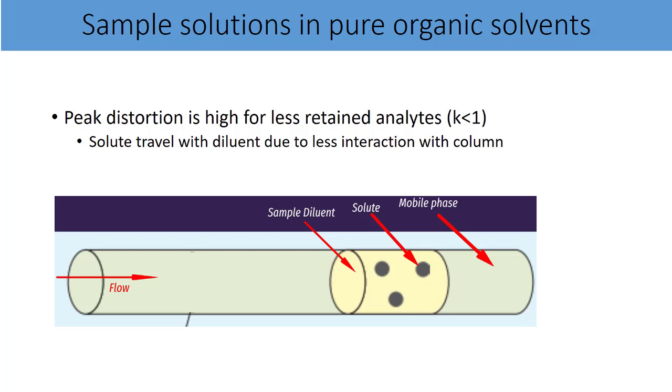And the degree of distortion will be much higher if the retention time is lower, because your solute molecule will travel along with the diluent and will have less interaction with the column. You can see a similar scenario in the diagram here. The solute molecule is traveling along with your sample diluent and ends up with a highly distorted peak shape.